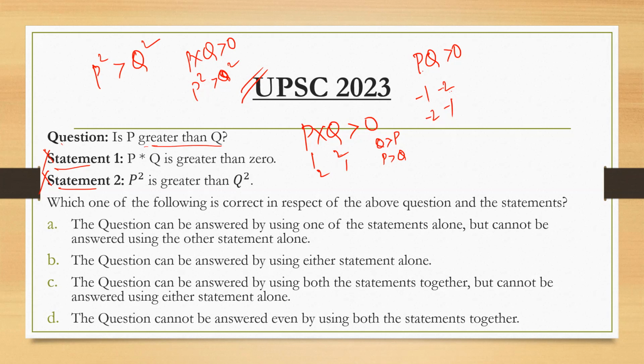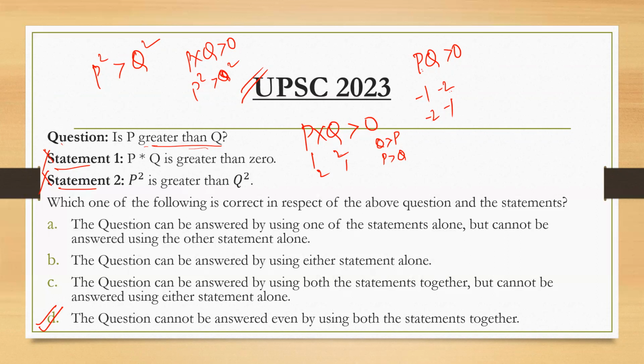So in this case, what will happen? Your P square is lesser than Q square. Here it is P square is greater than Q square. So we are getting different outcomes here. That is the reason when you combine both of them together, you are not getting the solution to the question. So you will say the answer is that even when you combine both of them together, you are not getting the solution. I hope this is clear.